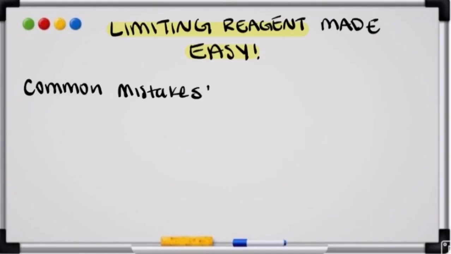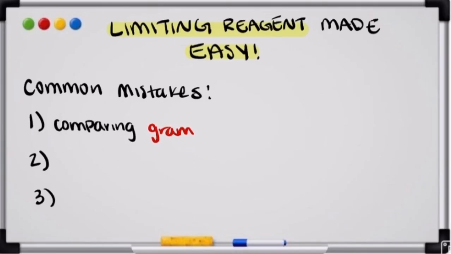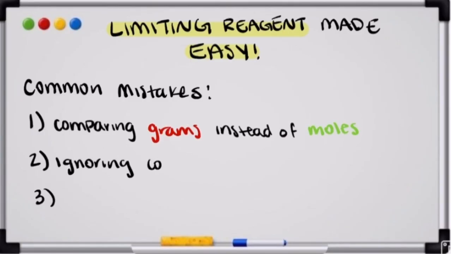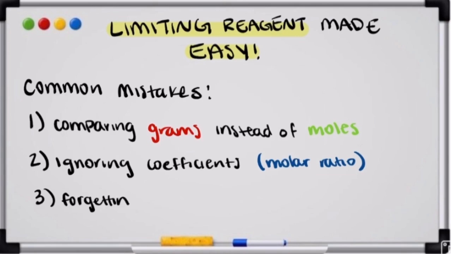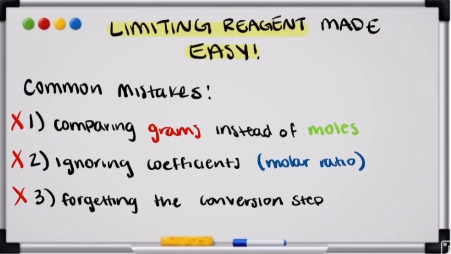Here are some of the biggest mistakes that I see students make. Comparing grams instead of moles, not using the molar ratio from the balanced equation, and also forgetting to convert the reactants. Remember, always convert to moles first, and always use the coefficients from the balanced equation.